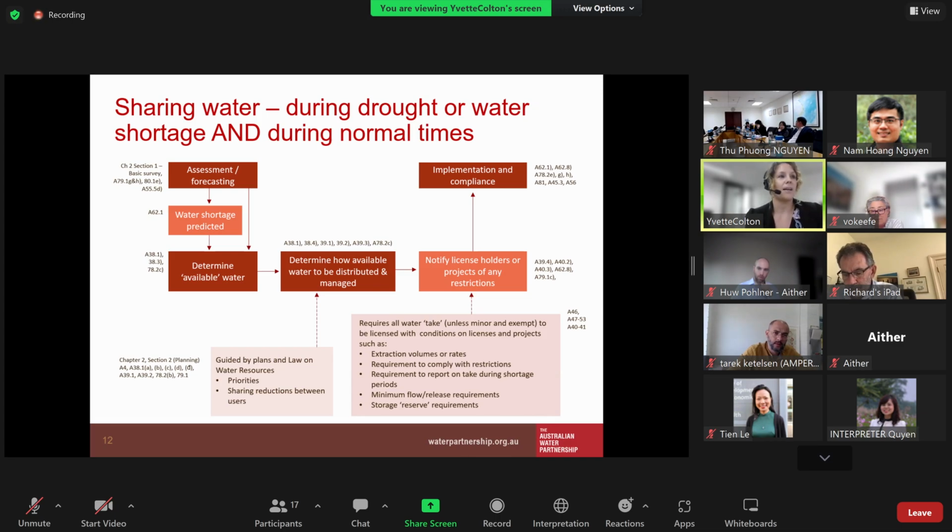The law also needs provisions for implementation and compliance. So, for example, some monitoring of the reported amounts of take during the shortage period to make sure that water licence holders are actually taking within the limits that have been set during that time.